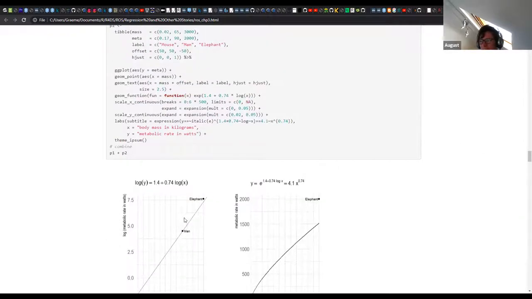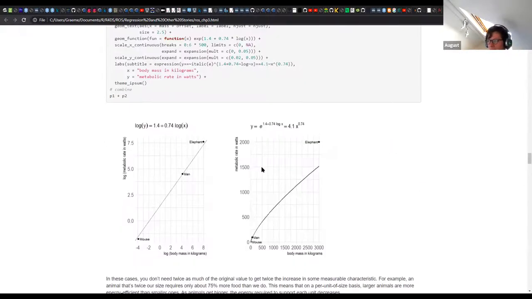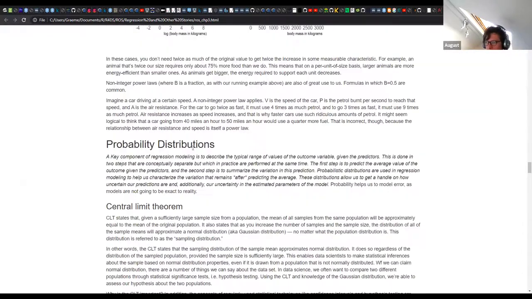Unless you want to square it, you can kind of do that. I'm not sure that's quite right. Anyway, so that's basically log log. Right, probability distributions. This part's the fun part.